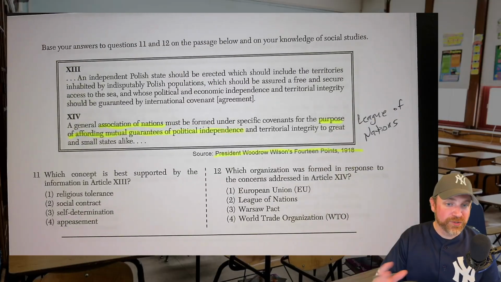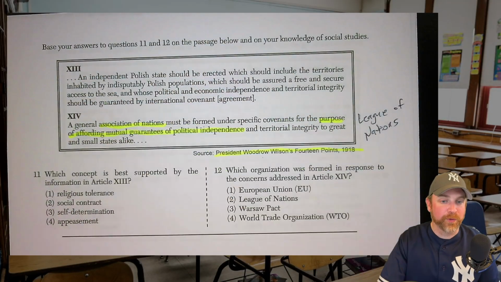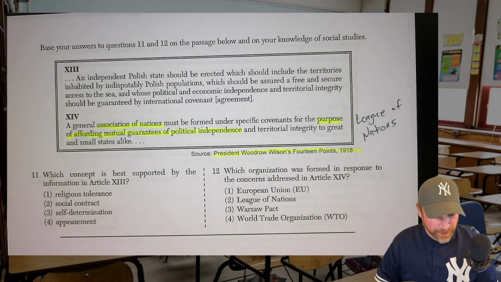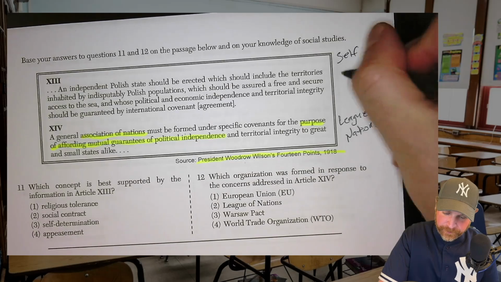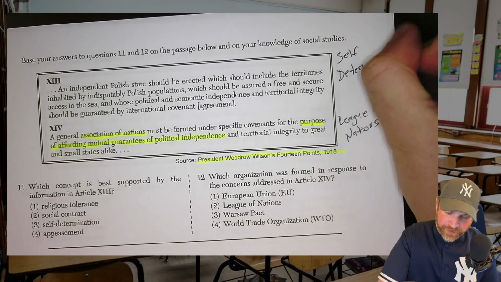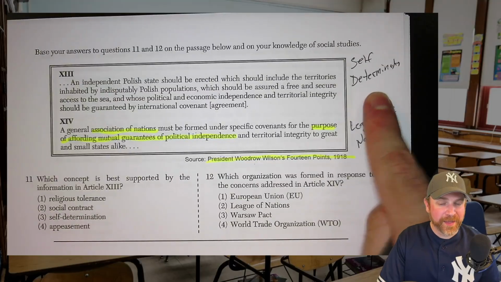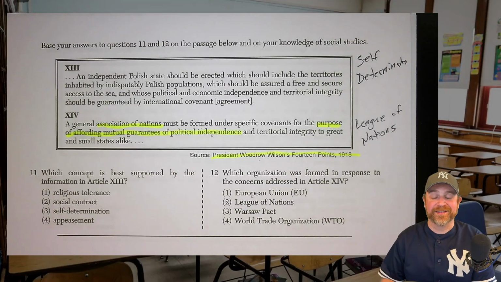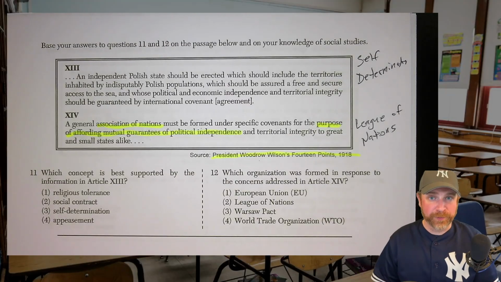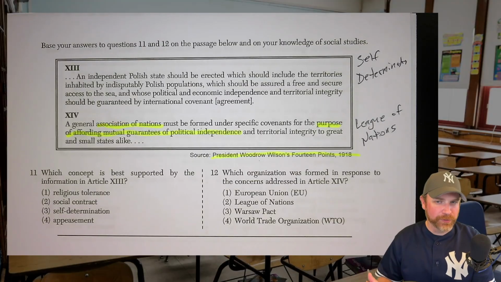Okay, so he wants to do 2 things in this selection from his 14 points, right? Point 13, point 14. Point 13 here, he's arguing for something that we call self-determination. What is self-determination? Self-determination, forgive my handwriting here, is the idea that every ethnic group or every nation, you can kind of use those terms interchangeably. Remember, nation is not necessarily a country. It's a group of people with a shared language, culture, heritage.